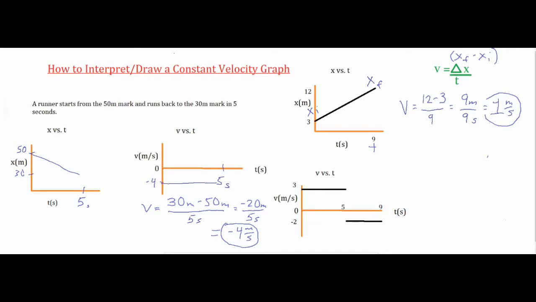For our final one, we have a velocity versus time graph with 2 constant velocities, a constant velocity of 3 meters per second, and then a constant velocity of negative 2 meters per second. So for this last one, we don't need the velocity. We're going to go ahead and solve for the delta x for each of these sections. So let's go ahead and label our variables and then solve for the delta x for each of these 2 portions of the graph.